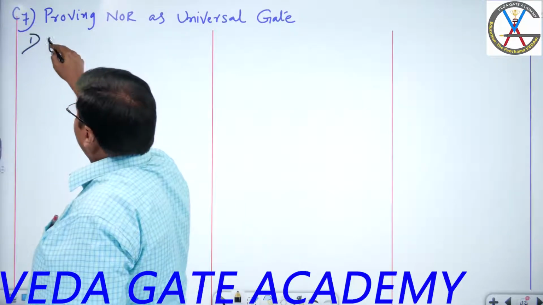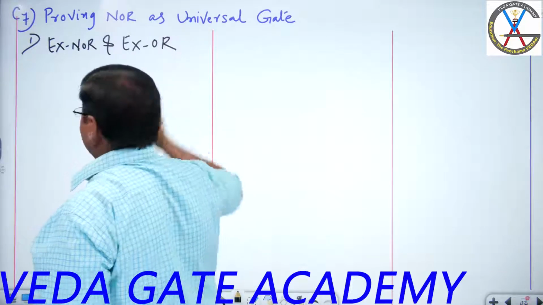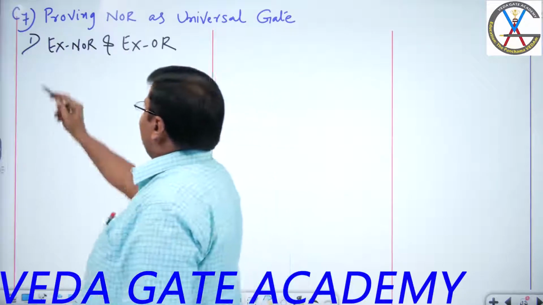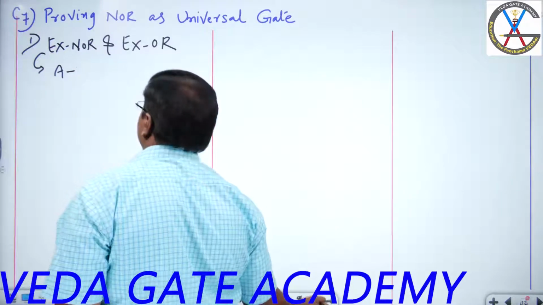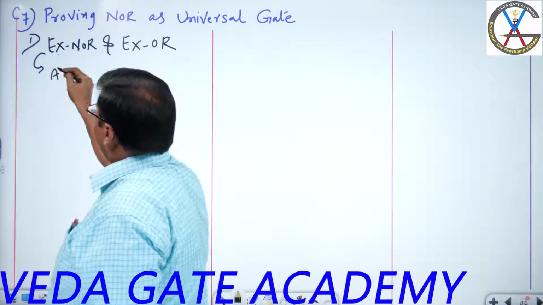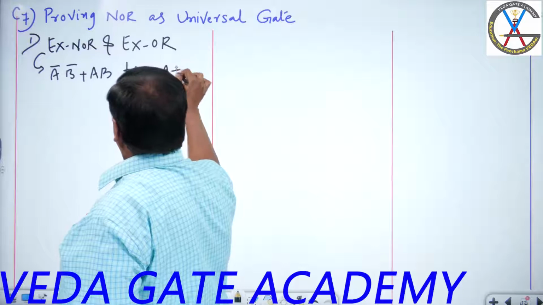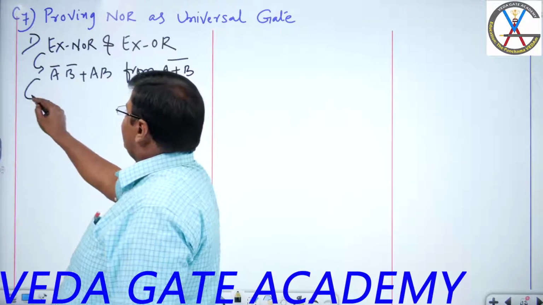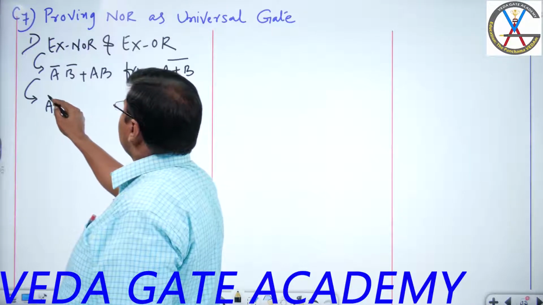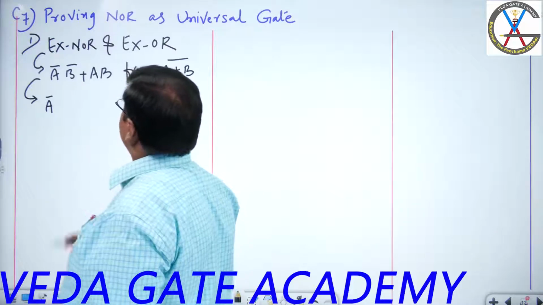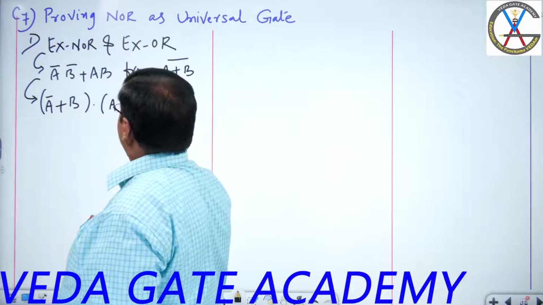I just wish to begin XNOR and XOR. It can be any form, right? XOR and XNOR, XNOR and XOR can be any way to go. And as you all know well, exclusive NOR is A bar B bar plus AB. From NOR, A plus B bar. So can I say, A XNOR B, A bar plus B into A plus B bar.